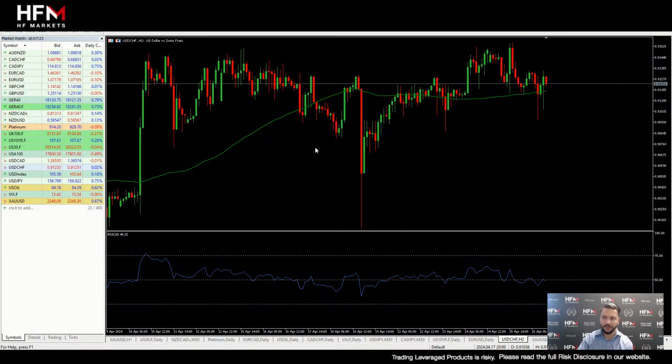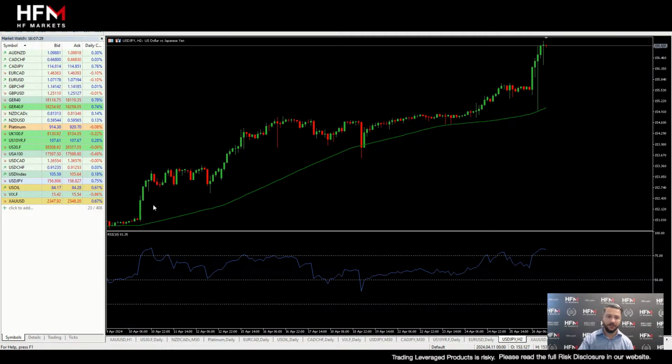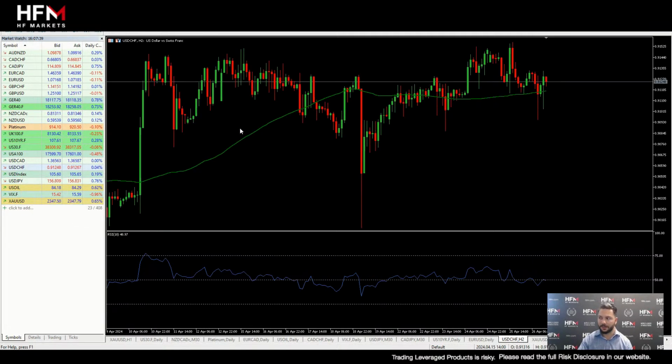Whereas if we compare this chart and then look at, for example, the US dollar against the Japanese yen, we can very clearly see it's a lot easier to trade this. And also the spread we can see here is significantly lower as well. But nonetheless, let's look at this.